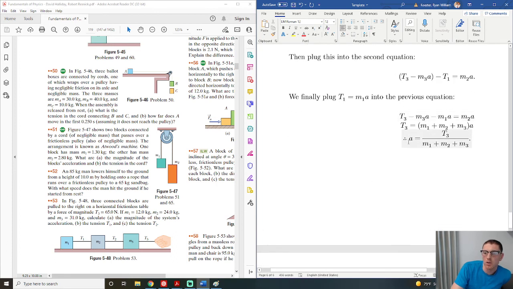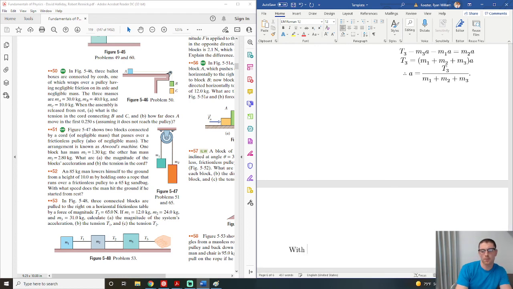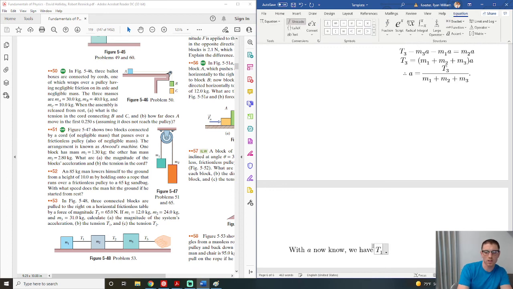So with A now known, we wanted to find T1, right? We just had from our equation before that T1 equals M1A. So now we know T1. Whatever number we got here, we just multiply it by the mass of the first box or block, and then we have T1. So we've gotten the acceleration, we've gotten T1.